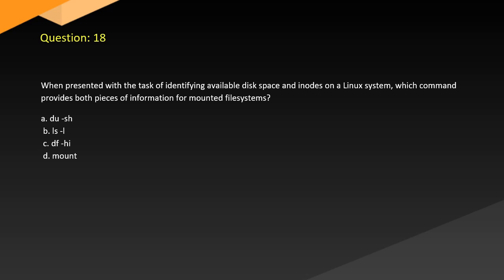Question 18. When presented with the task of identifying available disk space and inodes on a Linux system, which command provides both pieces of information for mounted file systems? A. du. B. ls. C. df. D. mount.